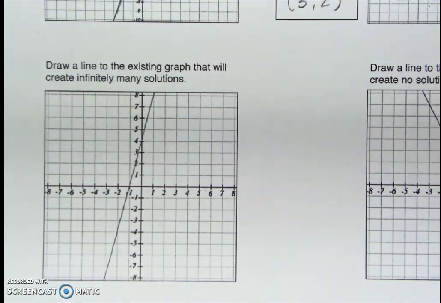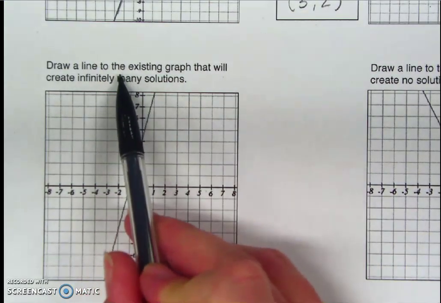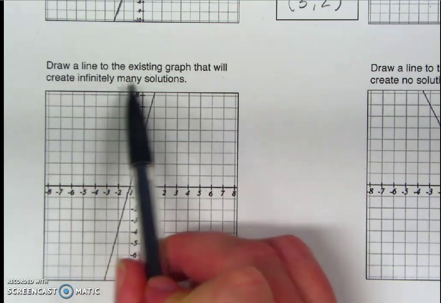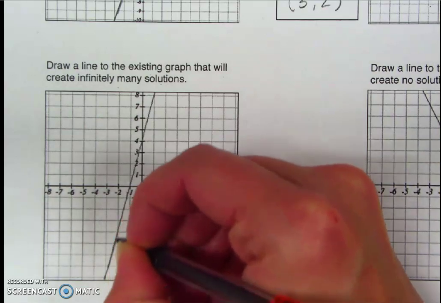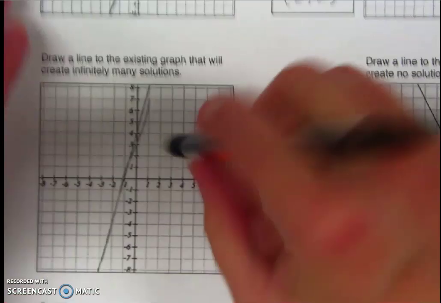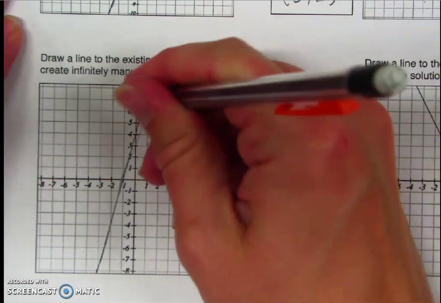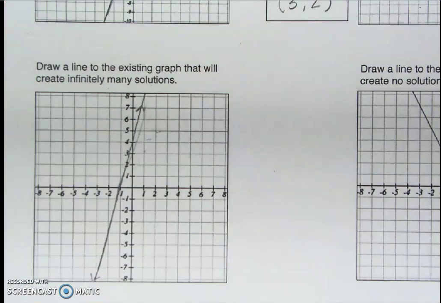Now let's draw our own lines. Draw a line to the existing graph that will create infinitely many solutions. Well, that's easy. It's the same line. So I'll just put in, oops, don't do that on your line. I'll just put in arrows to show it's the same line.